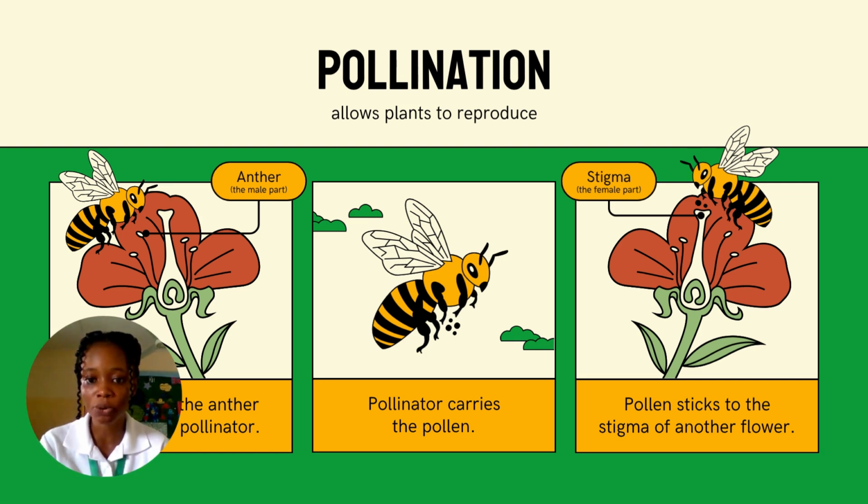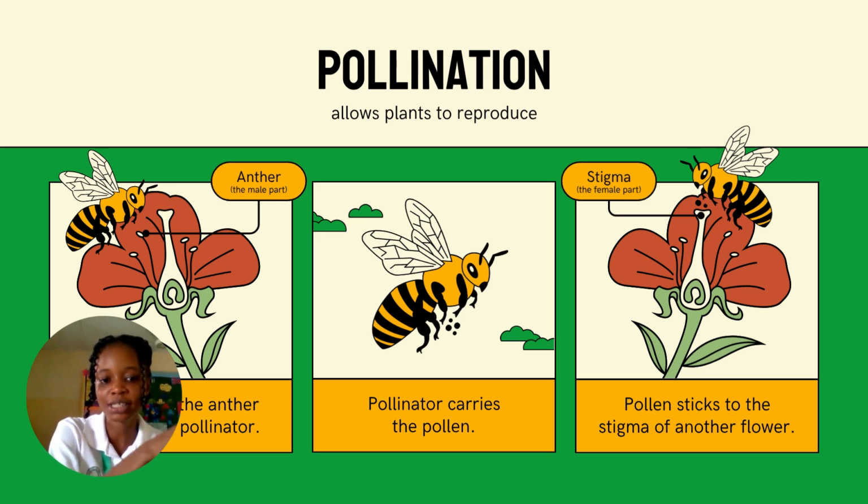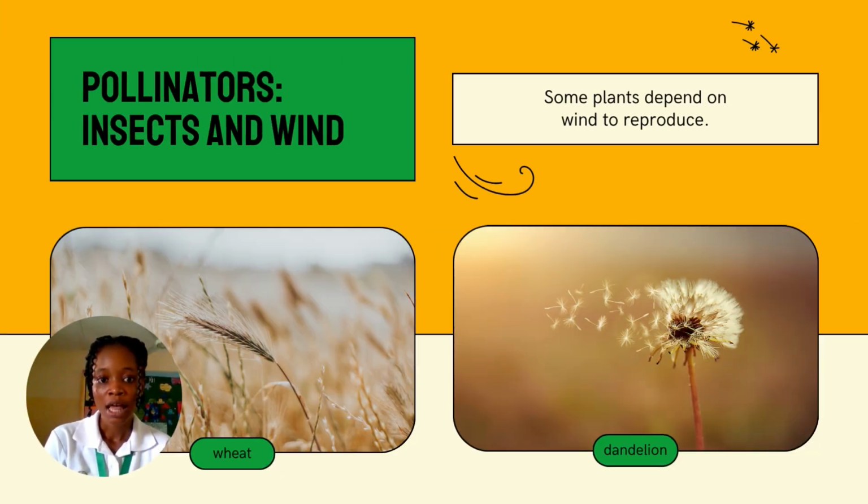The anther releases the pollen grains while the bee picks it up, carries the pollen, and sticks it to the stigma of another flower. Now when this process occurs, it enables the flower to what? To be able to reproduce. So the male part of the flower, the anther, releases the pollen. The bee, which is the pollinator, picks it up, carries it along, and deposits it on the stigma of another flower.